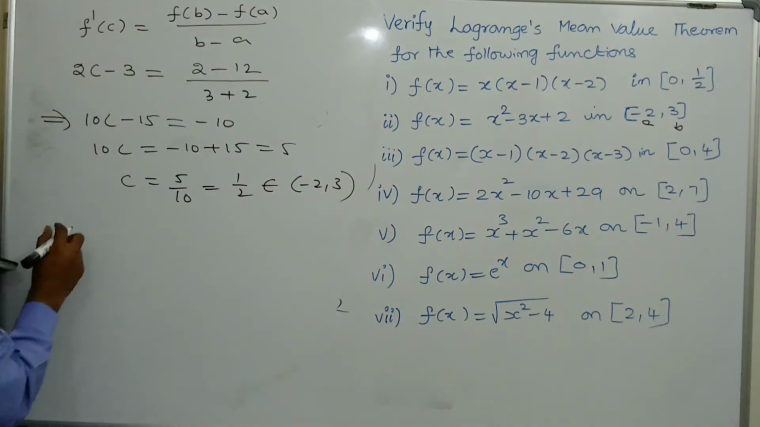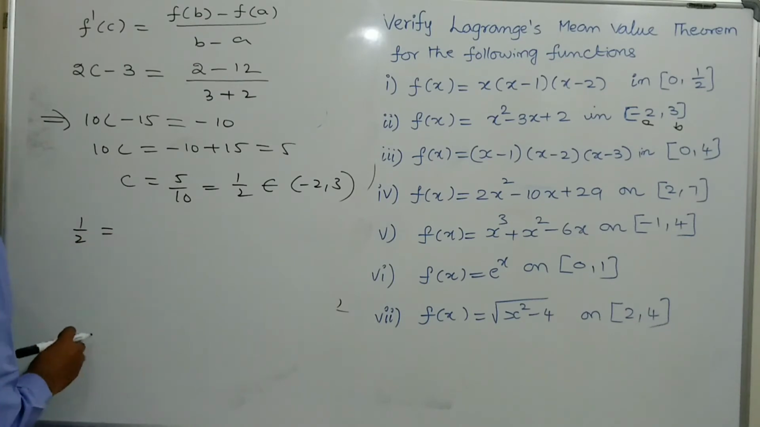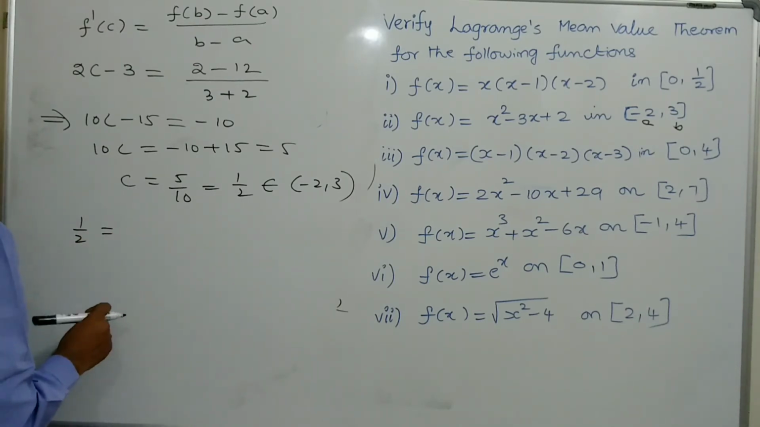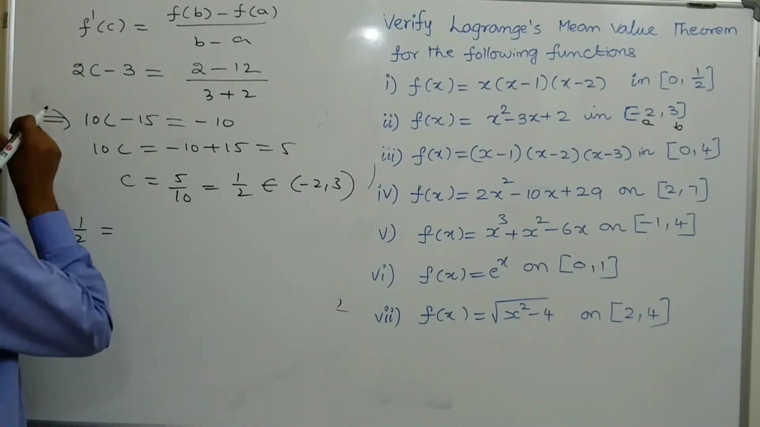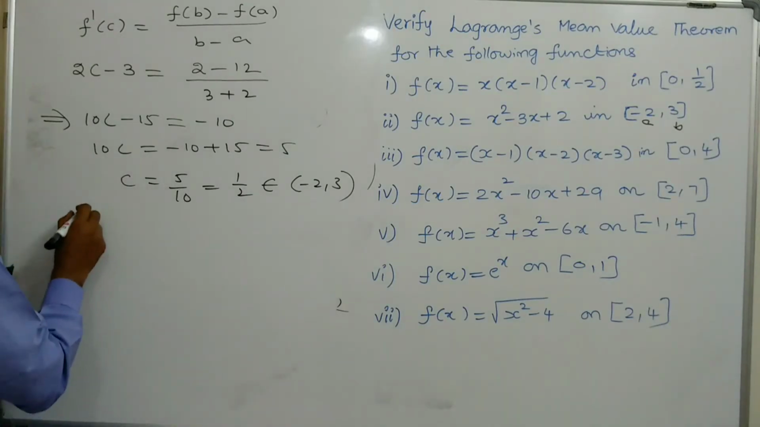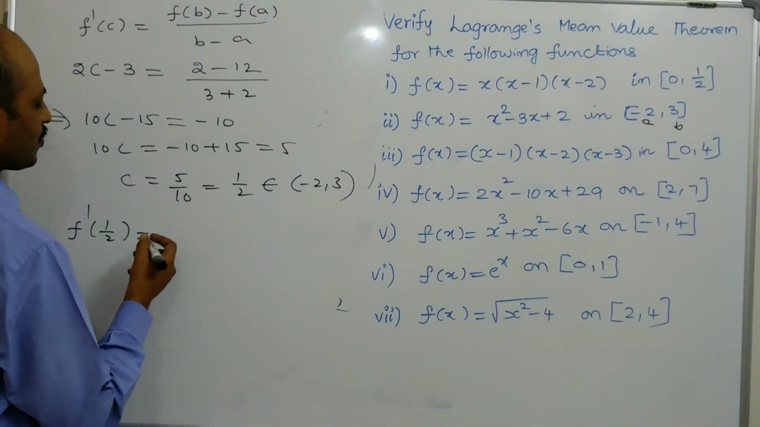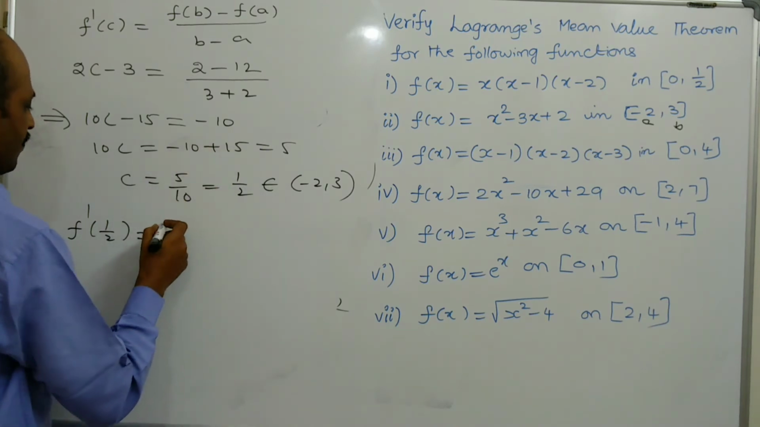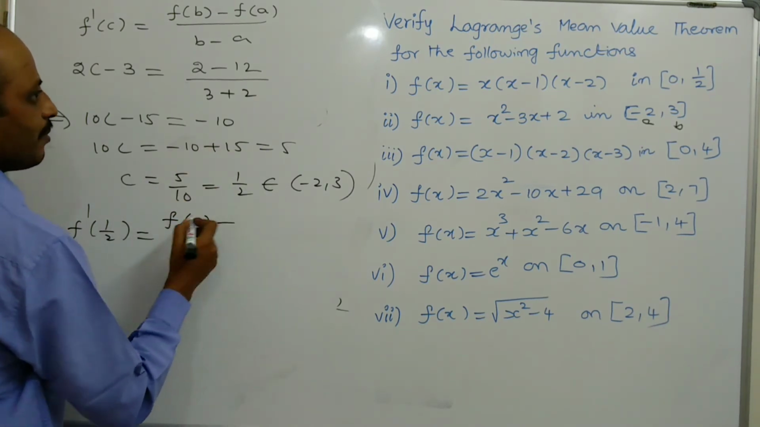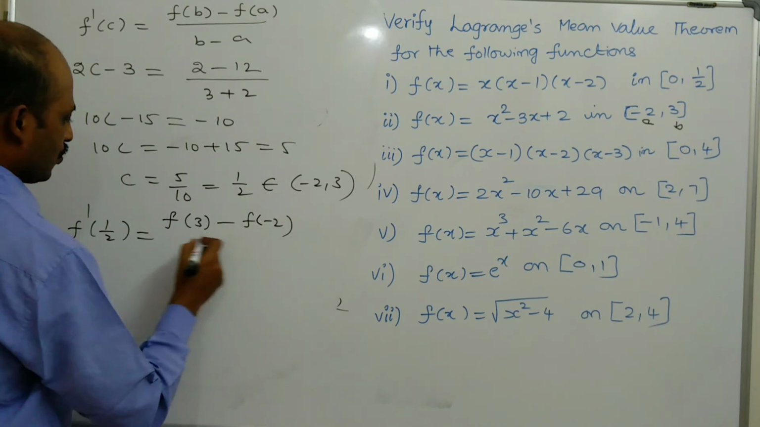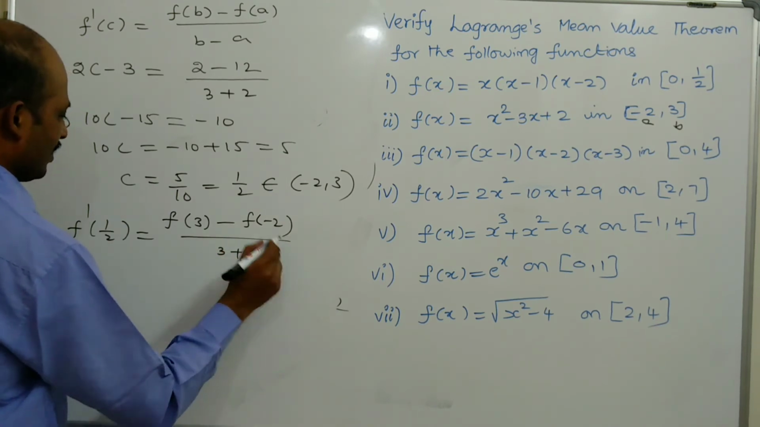Therefore, we conclude that f dash of 1 by 2 is equal to f dash of c, which is equal to f of b, f of 3, minus f of a, f of minus 2, divided by 3 plus 2. This is the required one.